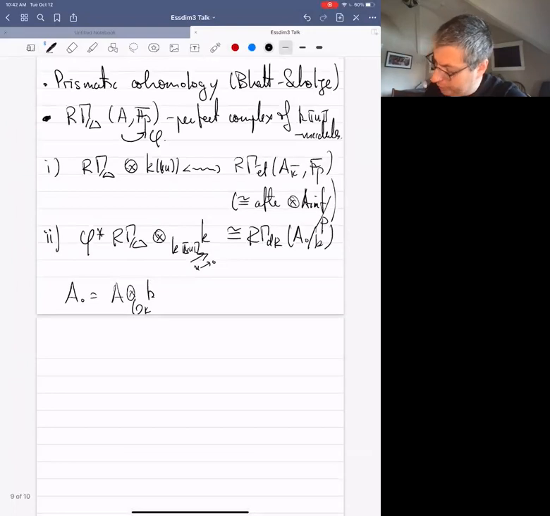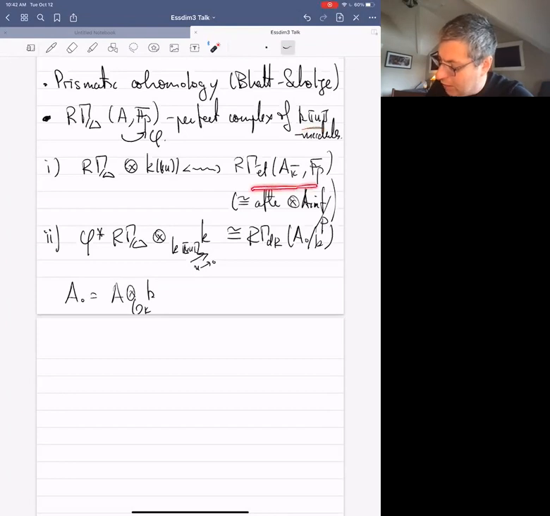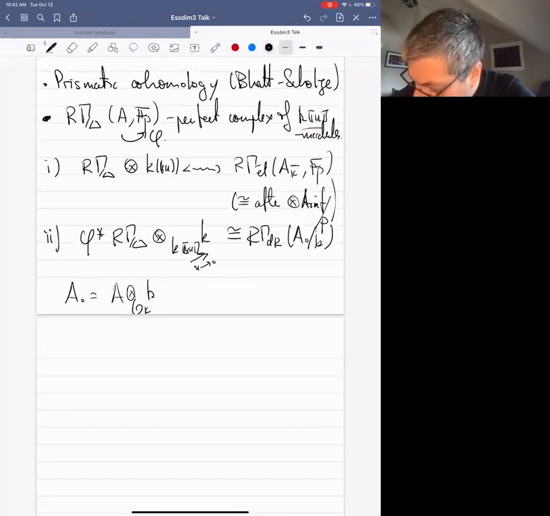Okay. So you should think that somehow I have this perfect complex over this ring, and at the generic point I have étale cohomology, and at the special point I have de Rham cohomology. That's what you should be thinking. And then there's one more property. This is actually very important for the proof.